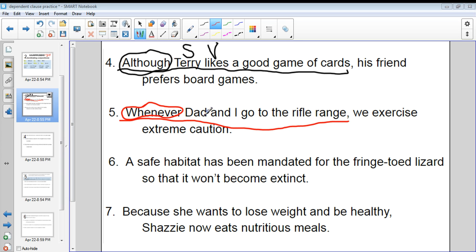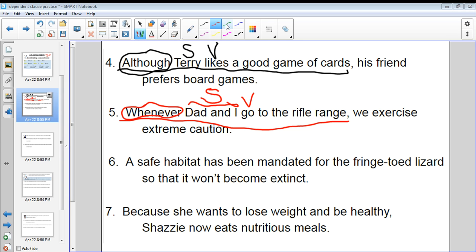By itself, it's a fragment. We have to attach it to a complete sentence or an independent clause. We exercise extreme caution. Now I want to double check that this is a dependent clause. So I'm going to look for a subject. Who is the sentence about? We actually have two. It's about Dad and I. And what do Dad and I do? We go. Okay, so that's definitely a dependent clause.